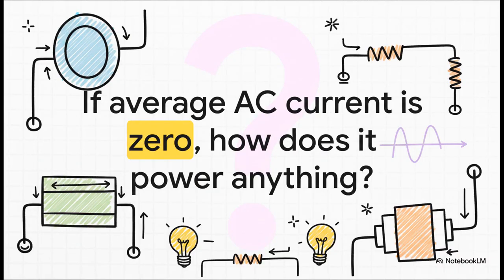Now you might be thinking, and this is a very clever question, Sir, if the current goes forward and then backward, doesn't it just cancel itself out? Right? If its average value over a full cycle is 0, then how on earth does it light up a bulb or charge our phones? That's a brilliant question.